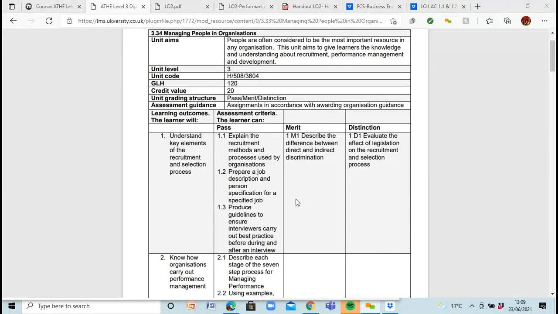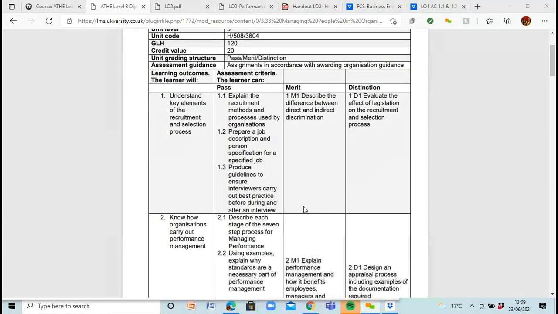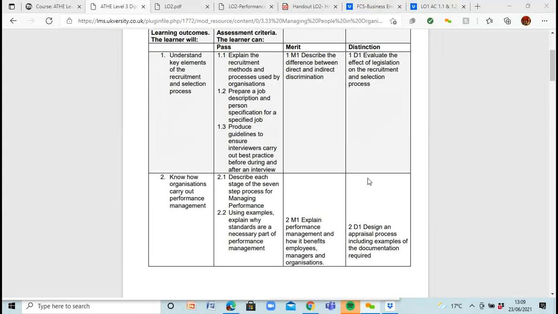So we're looking at learning outcome 2 on managing people in organizations. And we're going to look at 4 assessment criteria here. 2.1 is describe each stage of the 7-step process for managing performance. I forgot to read out the learning outcome. So the learning outcome is know how organizations carry out performance management. So all of this is about performance management and the appraisal process.